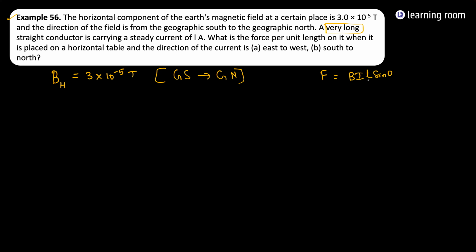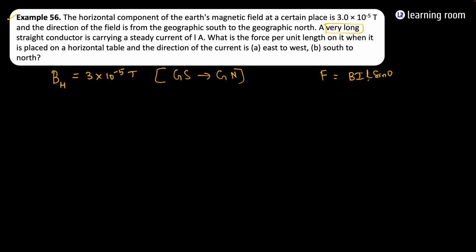So this kind of thing will appear at two places. One is in this place, and the second is in the concept where there are two parallel current carrying conductors. That will be the next set of problems that we'll be doing. Am I clear? Okay. So a very long straight current carrying conductor is carrying a steady current of I ampere. What is the force per unit length on it when it is placed on a horizontal table and the direction of current is from east to west?